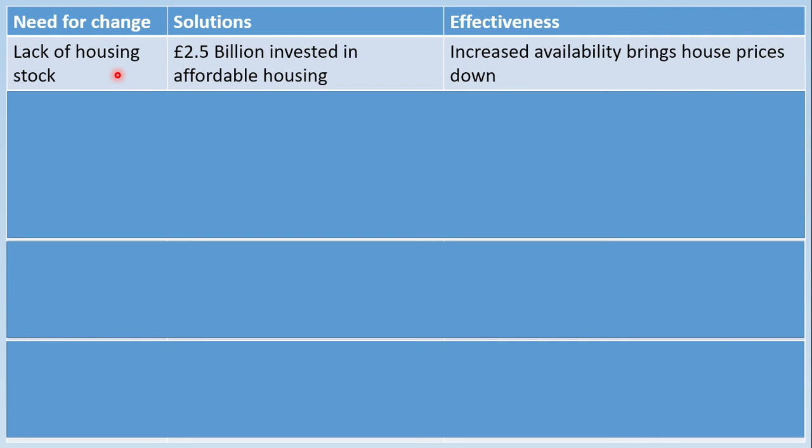There is a lack of housing stock. That's a clear problem in Edinburgh. One of the solutions is that £2.5 billion is being invested in affordable housing. The effectiveness of this is it increases the availability and it brings house prices down. So I've started off with a fairly easy short mark just to explain how this works. And if you were asked for solutions, you could include just this detail here. If you were asked for the effectiveness of those solutions, you should extend into including this detail here. If you were asked for just the need for change, then you're just looking for column 1.